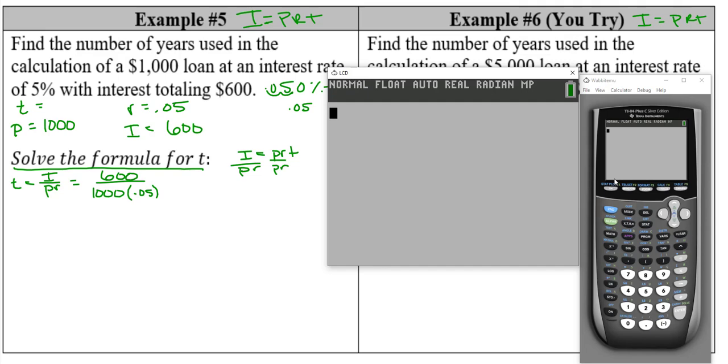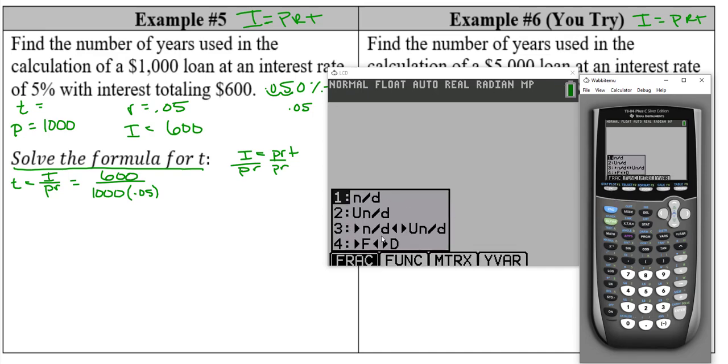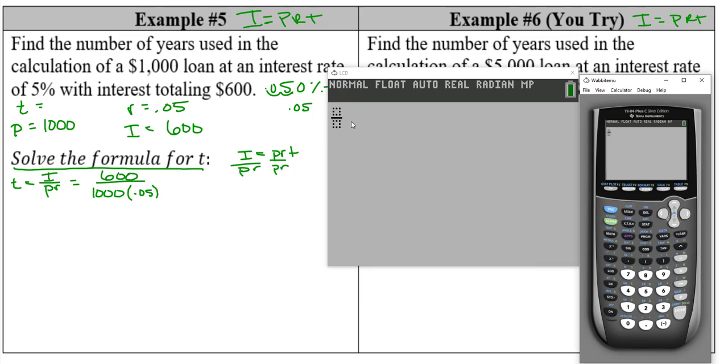For those of us that forgot how to do a fraction, if you take a look here at this alpha button, hit that, and then we're going to hit the y equals, and then we should see this prompt right here. We can choose number 1. Now that gives us our fraction bars. We can type this in exactly like we see it.